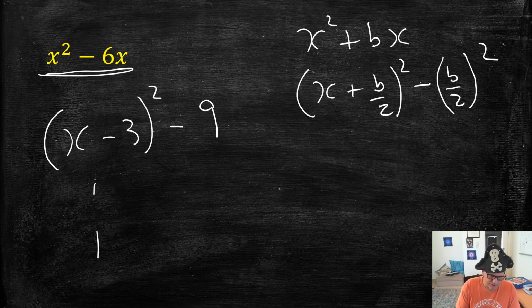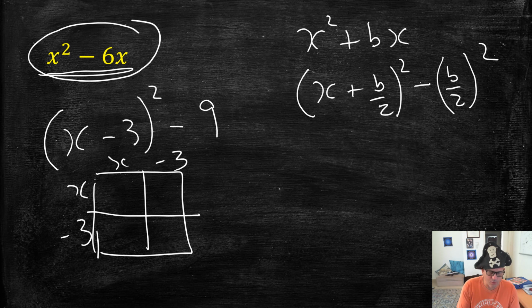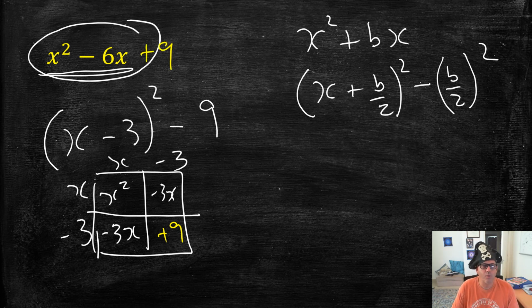Again, imagine our picture with our algebra tiles. That's x minus 3, x minus 3. All right, this is how we made the square for x squared minus 6x. I had x squared, minus 3x, minus 3x, and I was missing some pieces. So what did I need to do? I needed to add 9 pieces here. All right, I had to add 9 pieces so that I could make a square.